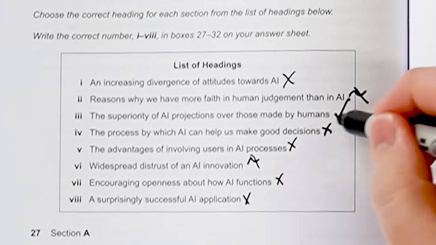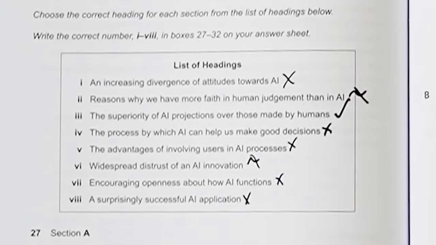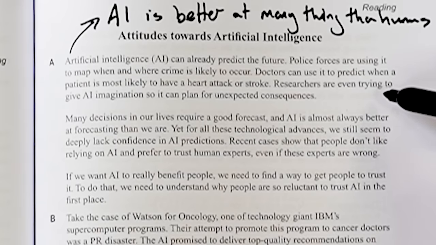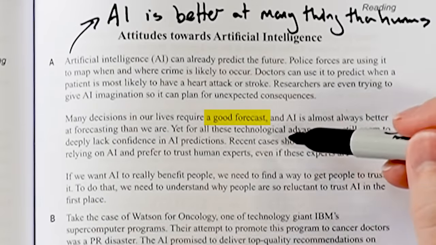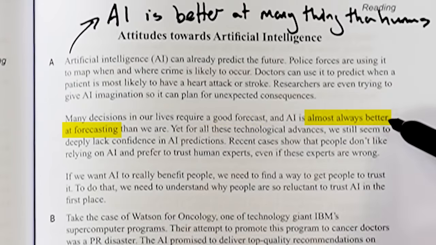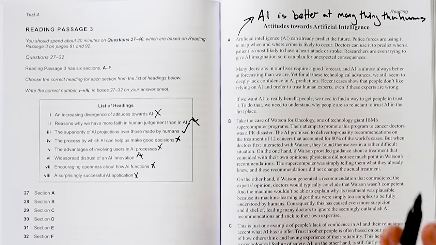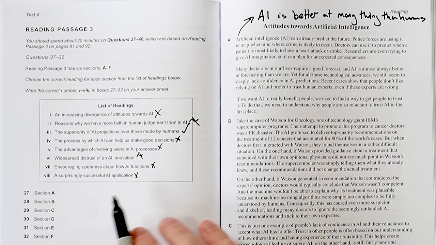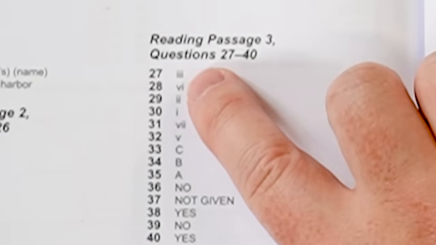So we're pretty sure that it is three, the superiority of AI projections. So here it's talking about how it is very, very good. Talking about a good forecast, that is a projection, a prediction, is almost always better at forecasting. It is superior. So it is pretty obvious that the correct answer for 27 is three. Let's see if this video was a complete waste of time and whether I got the correct answer or not. And 27 is 3. Whew, I was correct.